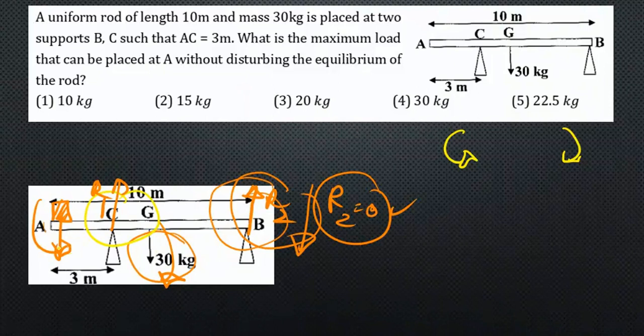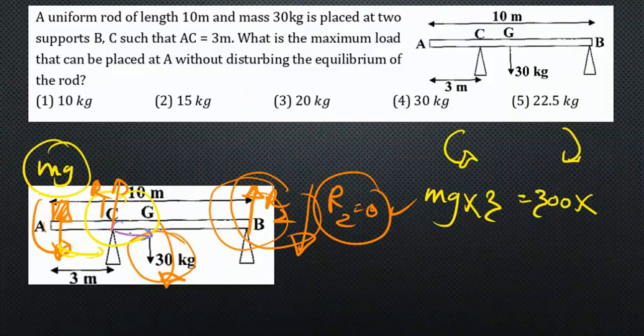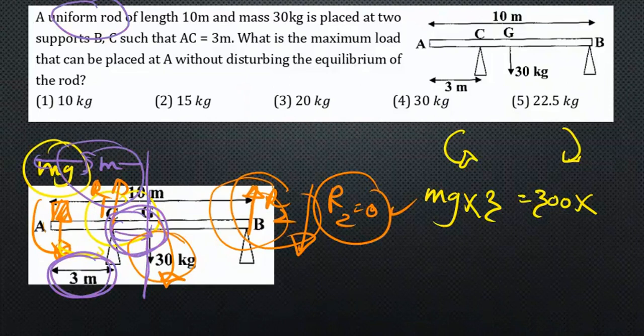If you consider the anti-clockwise direction, we have 3 meters and let's say the maximum weight will be mg. So mg into 3 is equal to the 30 kilogram weight, that means 300 newtons, into the distance between point C and G. It's a uniform rod, so the center of gravity is 5 meters from one end to the middle. So 5 minus 3 is 2 meters from C to G.